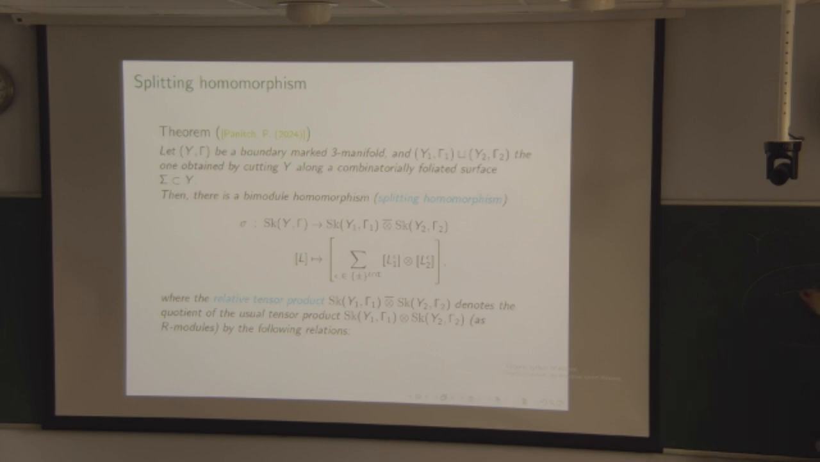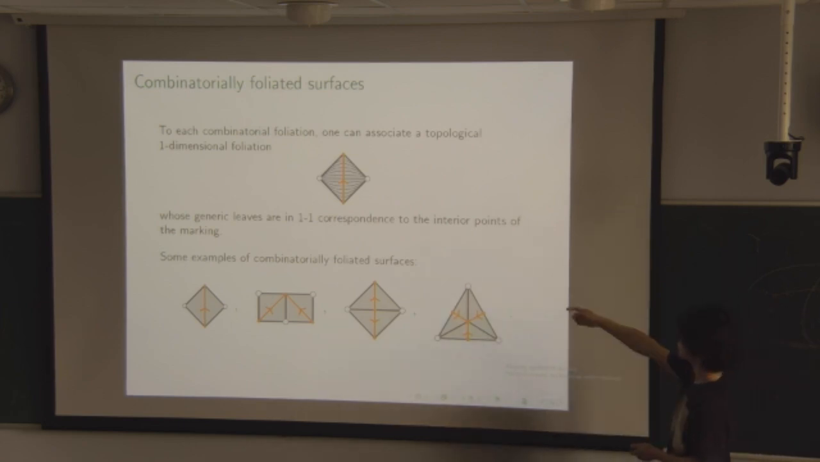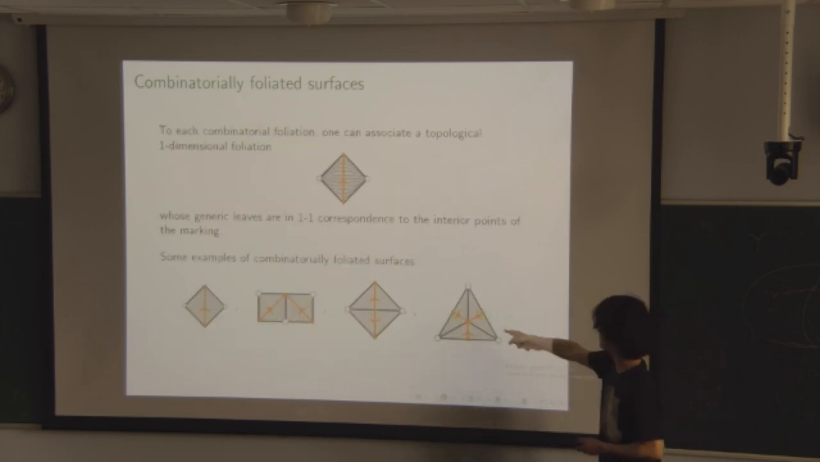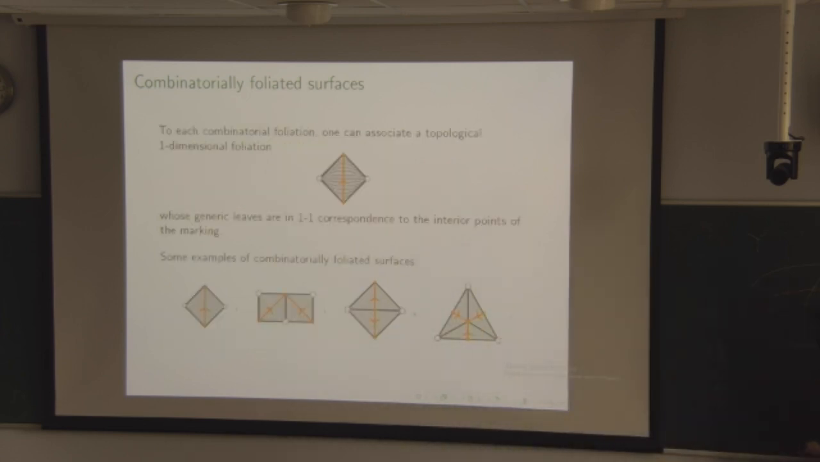Something like this, whatever. And let's say we're cutting this 3-manifold along a combinatorially foliated surface. Meaning, as I've shown you, the definition of combinatorially foliated comes with a boundary marking. So it's going to have some marking inside. Something like this.